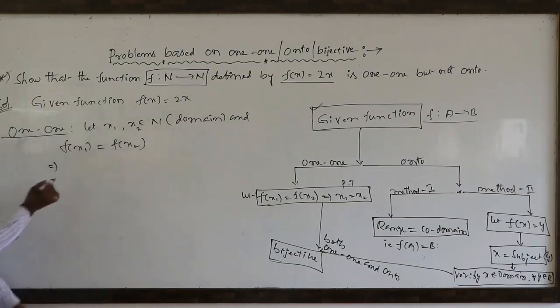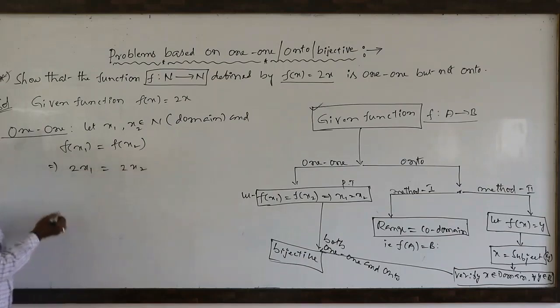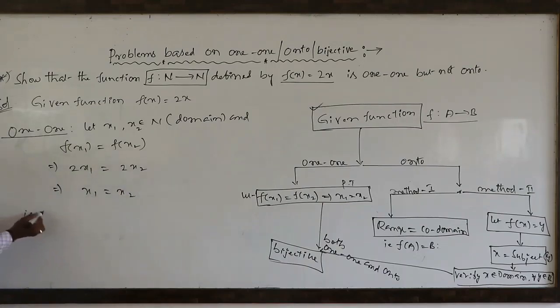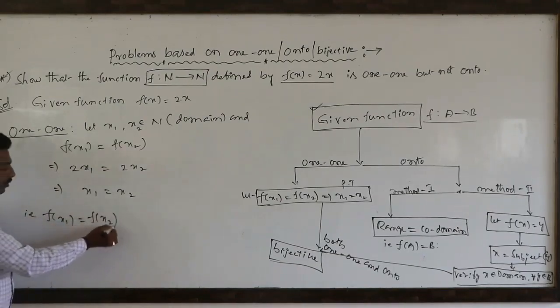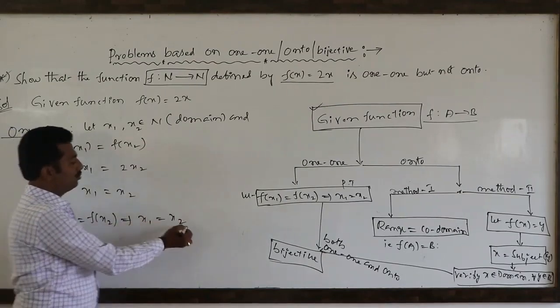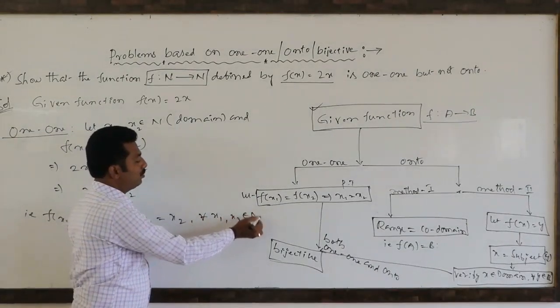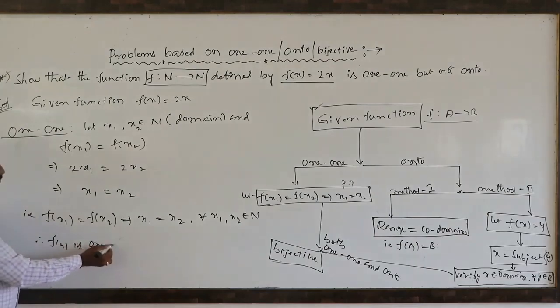What is f of x1? It is 2x1 equal to 2x2. So on both sides we can cancel 2, giving x1 equal to x2. What was our assumption? f of x1 equal to f of x2. What did we prove? x1 equal to x2. This is true for every x1, x2 belonging to the domain. Therefore, f of x is 1-1.